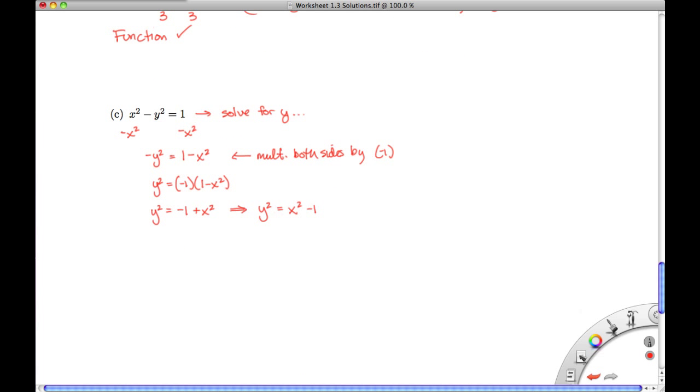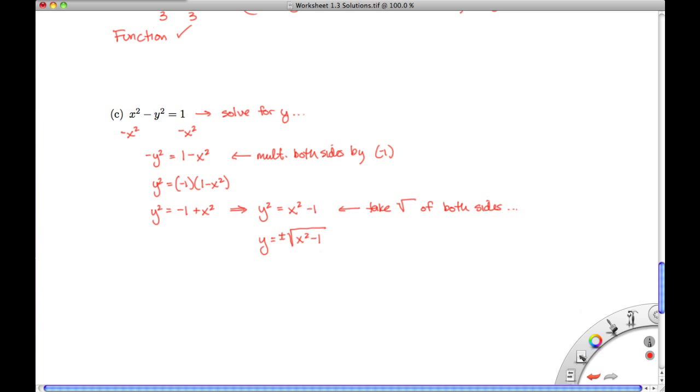The last thing we've got to do here to solve for y would be take the square root of both sides. So if we take the square root of both sides, this is where we need to be careful. If we take the square root of both sides, we're going to see that y could be equal to plus or minus the square root of x squared minus 1.